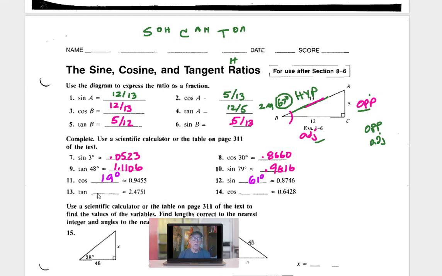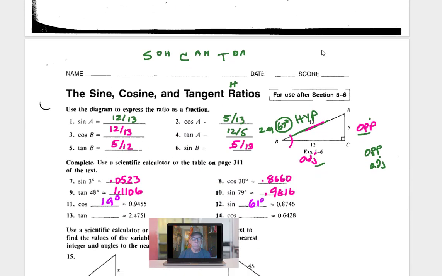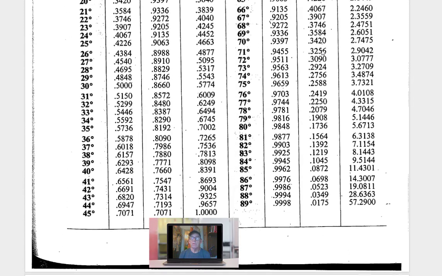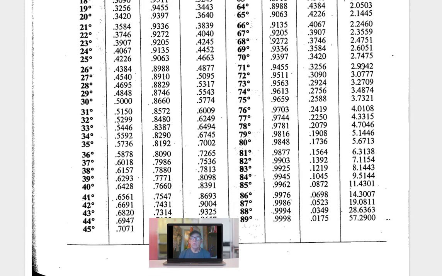For 13, we're looking for an angle that goes with the tangent of 2.4751. 2.4751 right here goes with 68 degrees.